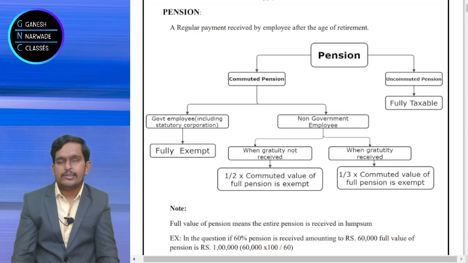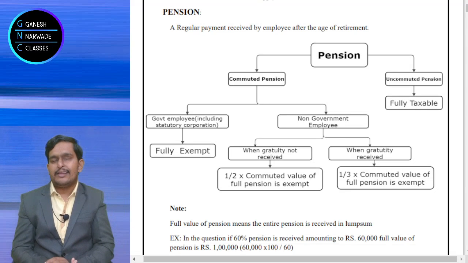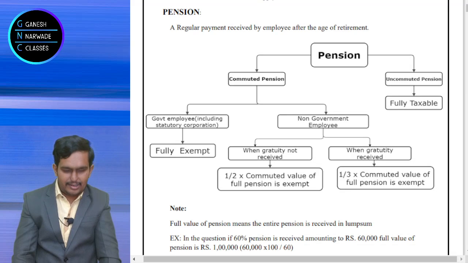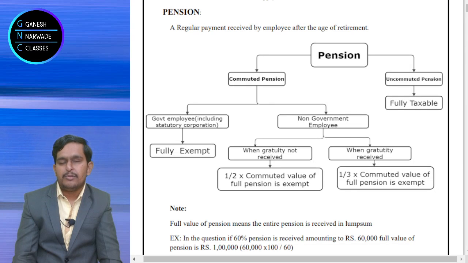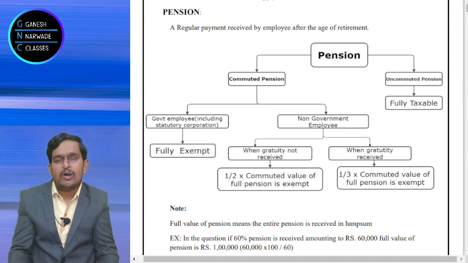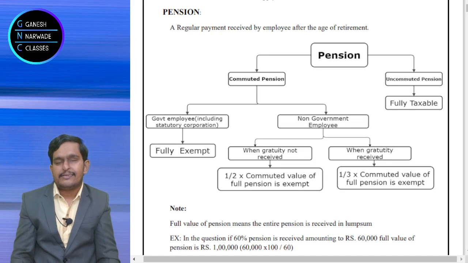We also use the word uncommuted pension for this. Monthly pension, uncommuted pension, is fully taxable. Whether you are a government employee or non-government employee, it doesn't make a difference. Monthly pension, uncommuted pension, fully taxable.